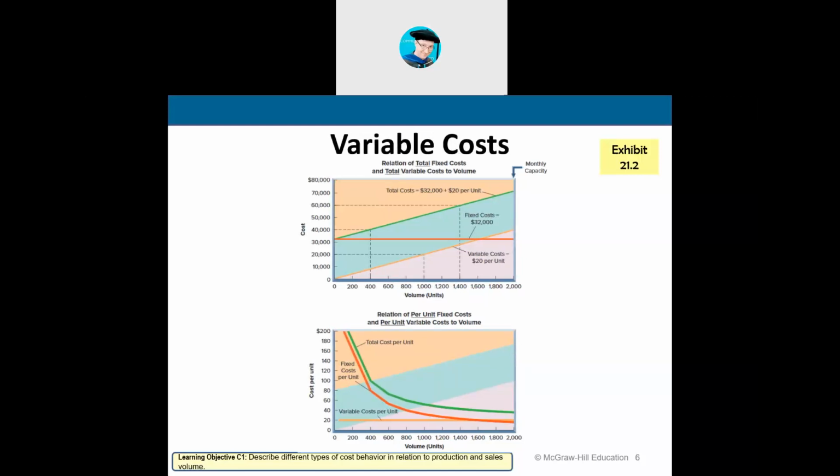Variable costs, direct material, direct labor, factory overhead: the total increases with the total units produced, but on a per unit basis, it remains the same. The total cost per unit is $20. Direct material, direct labor, factory overhead. The total cost increases over time with the more I'm producing and selling. The variable cost per unit remains the same.